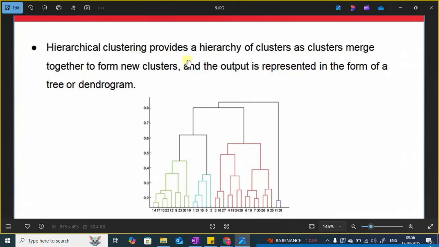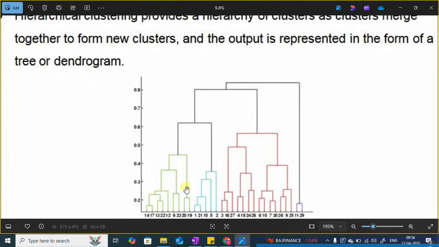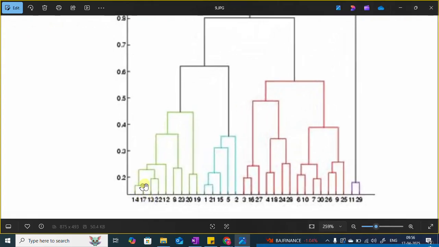Now the next one is hierarchical clustering. Hierarchical clustering provides a hierarchy of clusters, as clusters merge together to form a new cluster. The output is represented in the form of a tree or dendrogram. You can see here, let me maximize it. All these small boxes are kinds of clusters. This is a small cluster.